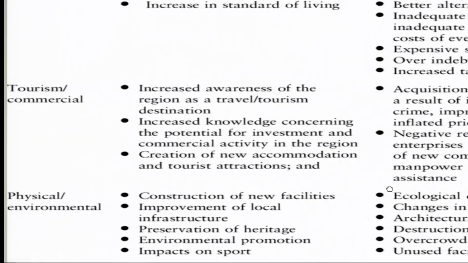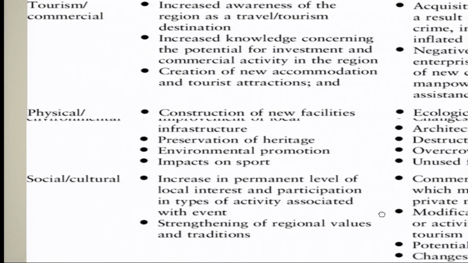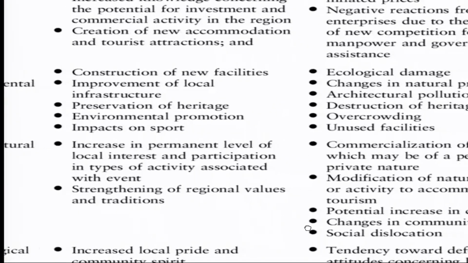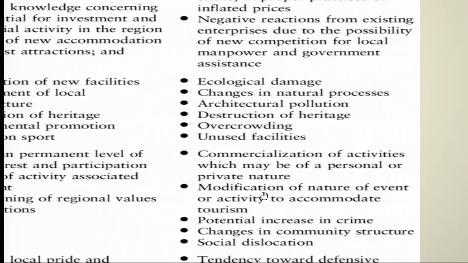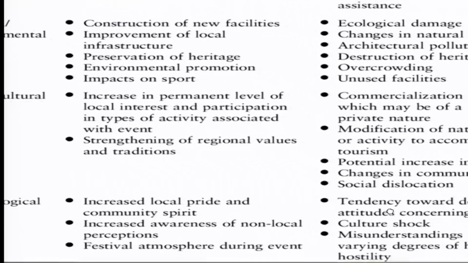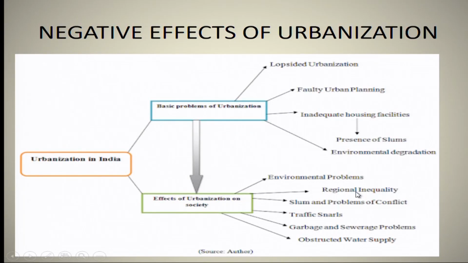Coming back to the last category, it's the physical, environmental, as well as we also deal with the social and cultural: construction of new facilities, improvement of local infrastructure, preserving the heritage, environment promotion, sports impact, permanent level of local interest, strengthening of regional values. Whereas there is damage of the ecology, change in natural process, architectural pollution, destruction of heritage, overcrowding, unused facilities, commercialization activities. All these are the reasons where urbanization has brought us to. The negative impacts, just now I told you what are the negative effects of urbanization in India.